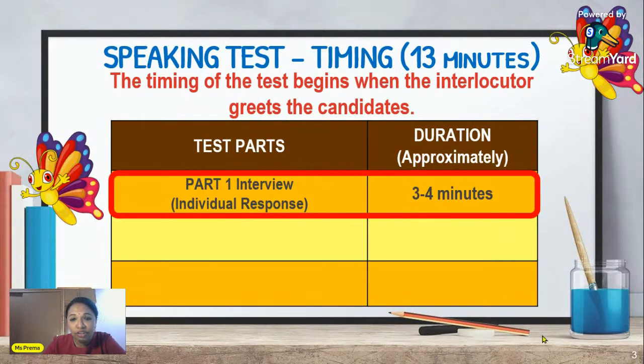Part one is 3 to 4 minutes, and there'll be two phases. One is asking about your name and all that, and then how do you come to school, and what do you usually do during your free time. After that, phase two is also asking more about you, about your background, what you like to do during your free time, your hobby. I think it will be very easy to answer.